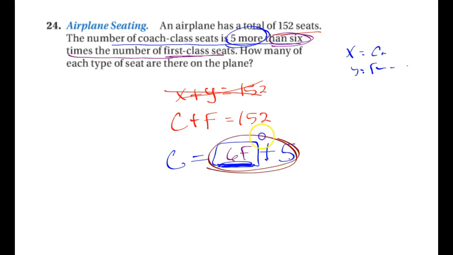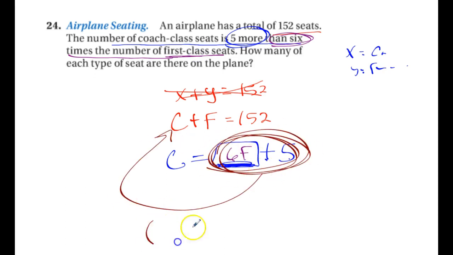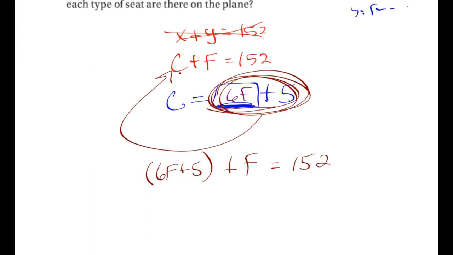Finishing up this problem, I've got a nice value of C, and I'm going to plug that in right here. So instead of C plus F equals 152, again, notice that I'm writing the entire equation, replacing C with the parentheses, and then in the parentheses goes a 6F plus 5. You'd be surprised how many people have a difficult time with that, so slow that process down. These parentheses look like multiplication, but they don't. I can just drop them.